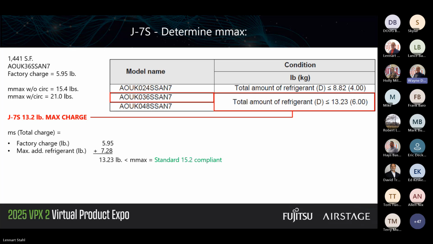Now the factory charge is about the same, maybe a little bit more. However, because of the extended lines, we can have up to a whopping 7.3 pounds of added refrigerant that bumps us. And again, that's if we absolutely maximize the allowable liquid line length in the field. That's about 13.2 pounds. So even at 13.2 pounds, we're still about 2 pounds less than the max allowable refrigerant charge. So even with J7S, we're going to be compliant. Next slide.